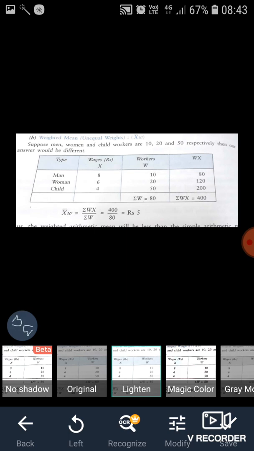So we will create a summation xw. How will we get it? By adding all the values: 80 plus 120 plus 200. What is the summation of weights? It is 80. Now putting the values in the formula, we will get the answer. This is known as the weighted mean.